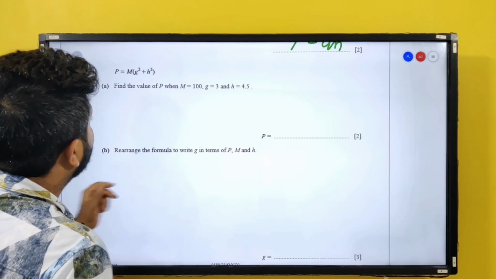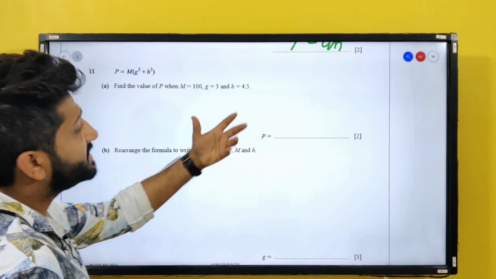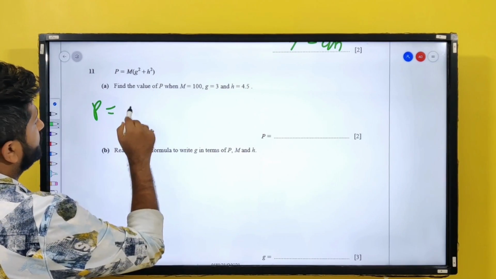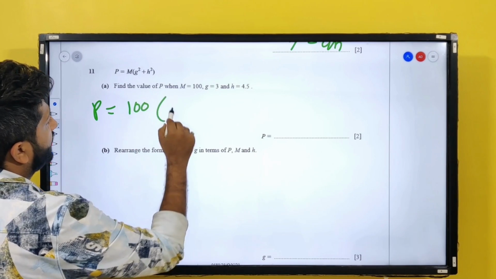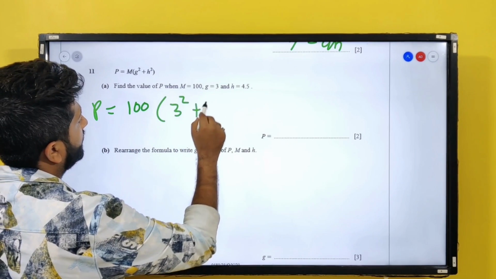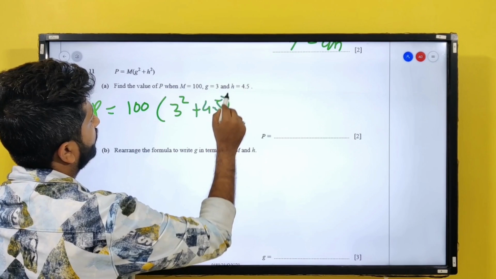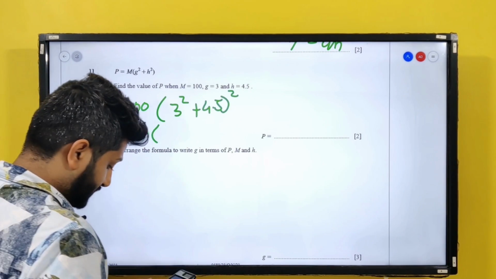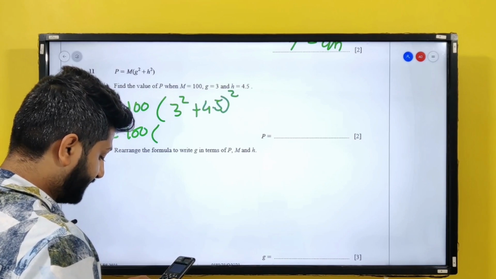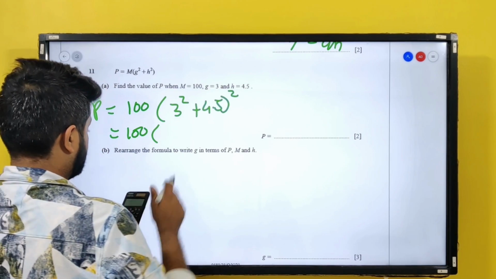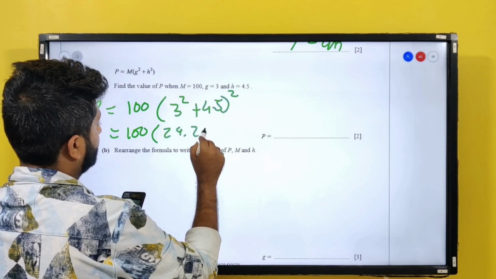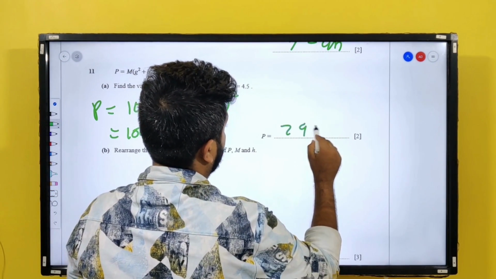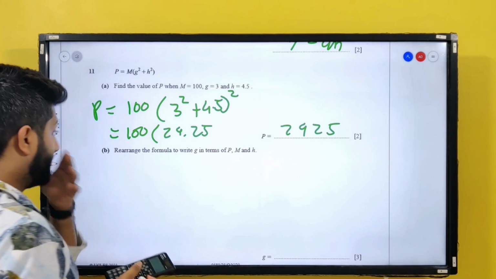Find the value of p when m is equal to 100, g is 3 and h is 4.5. Okay, so p is equal to 100 into 3 square plus 4.5 square. So 3 square plus 4.5 square is 29.25. Now 29.25 into 100 is 2925.